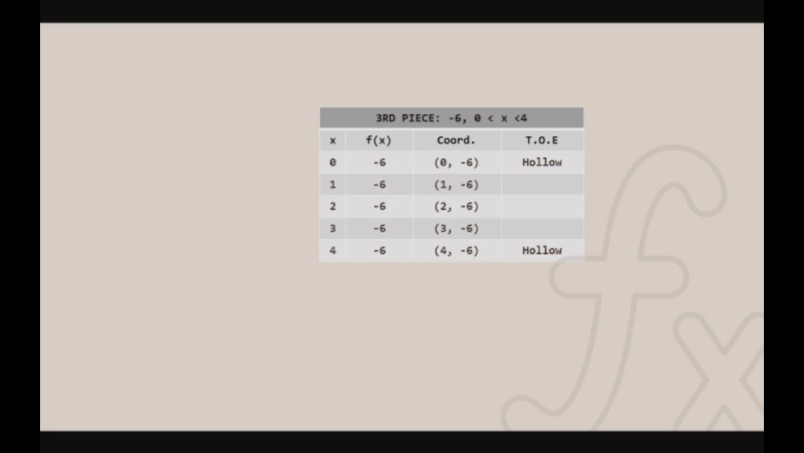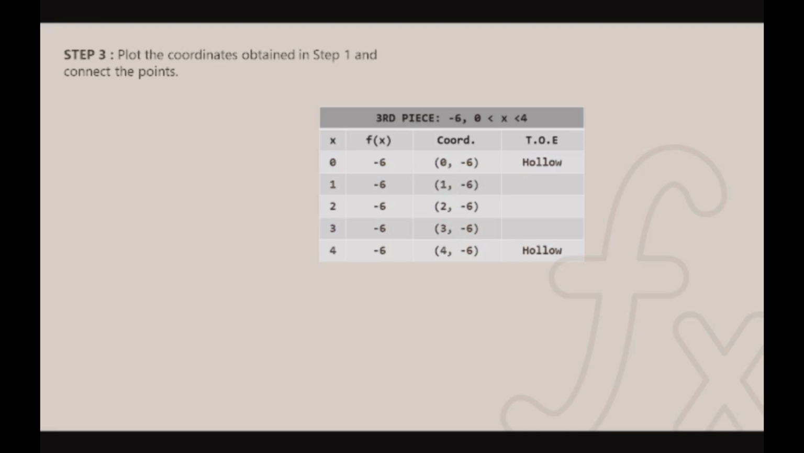For its coordinates, put them in ordered pairs. For 0, the x is 0, the y is negative 6. For 1, the x is positive 1, the y is negative 6. For 2, the x is positive 2, the y is negative 6. For 3, the x is positive 3, the y is negative 6. For 4, the x is positive 4, the y is negative 6. 0 is a hollow point, and 4 is also a hollow point.